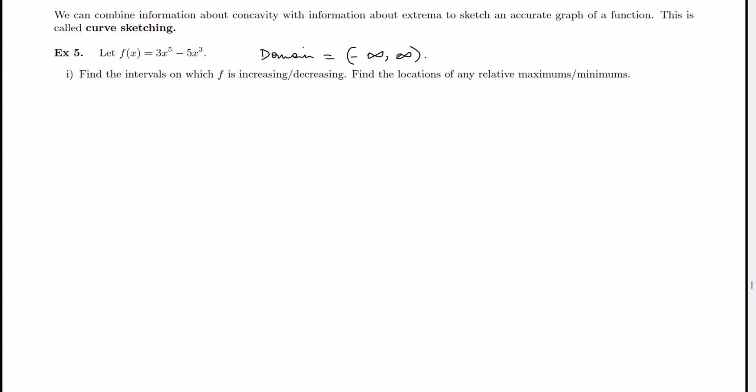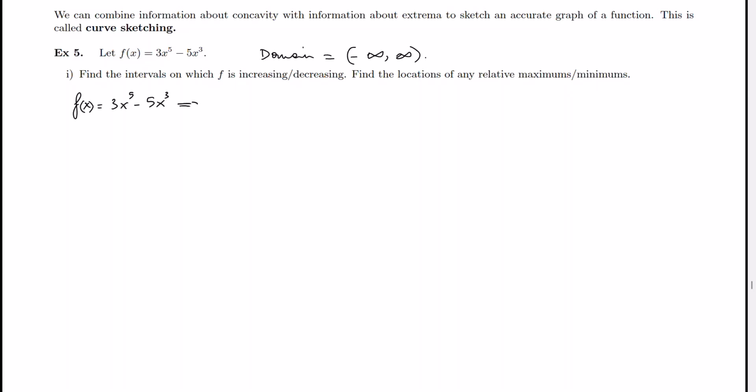Okay, so in part one of the problem, it's asking us to find the intervals on which the function f of x is increasing or decreasing, and to find the relative maximas or minimas. So to answer this question, we will be finding the first derivative, because we're interested in maximas, minimas, and increasing and decreasing intervals. Then we find the critical numbers for it, and find the places where the function is increasing and decreasing, and in return we will get the maximas. So, well, f of x here is going to be 3x^5 minus 5x^3.